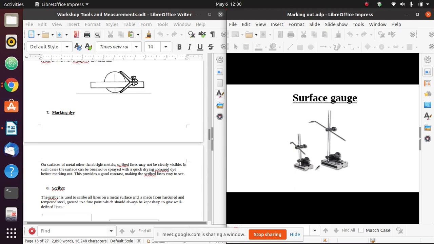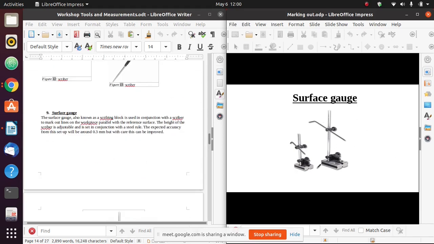Okay, now we have something else known as a surface gauge. Now this incorporates a scale that is vertical in nature and a scriber. It can be a scale or it can be without a scale. It can be just a vertical stand, but it can have a scale and a scriber. Now what do we use this surface gauge for?